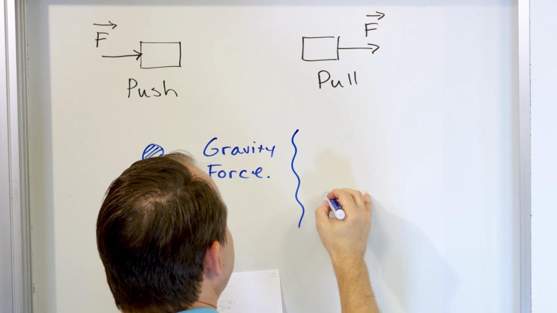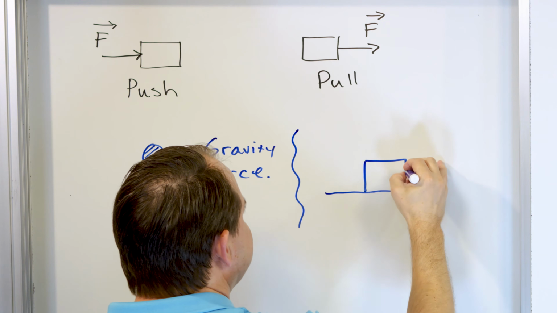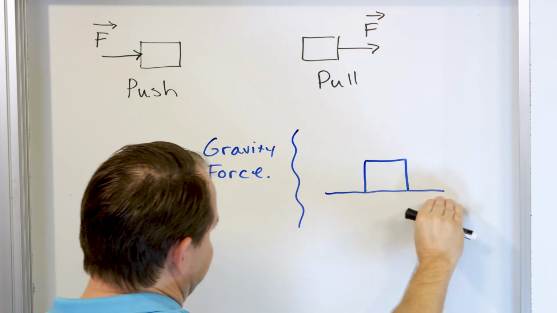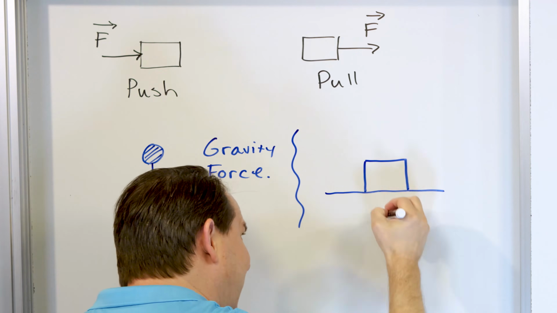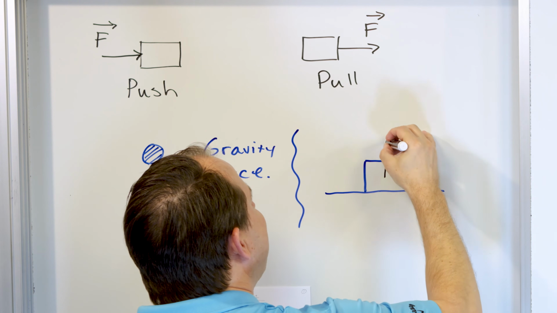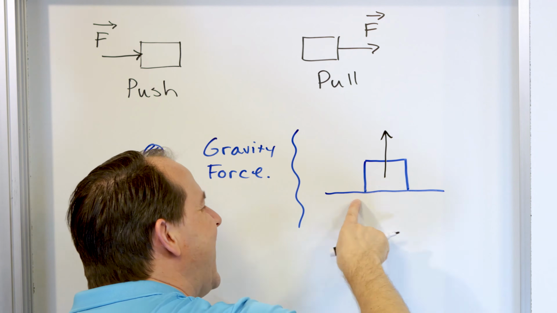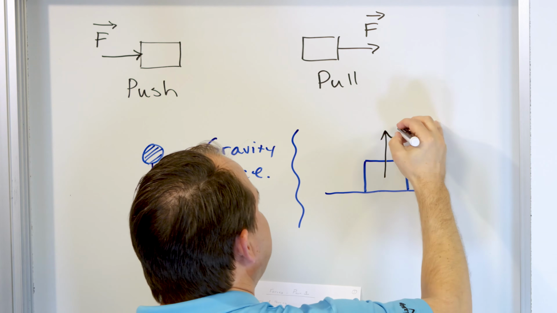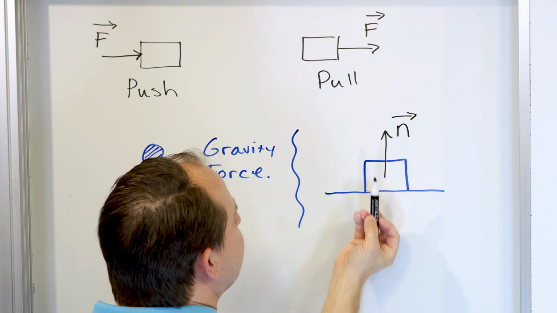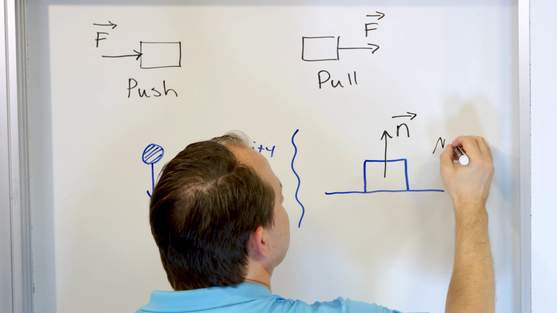Another kind of force that we don't talk about too much until you get to physics is what we call the normal force. So if this is a block and this is the ground, of course gravity is going to act down on it, but there's actually an upward force from the table acting upward on the block. We put an N with a vector on there. This is a normal force. Normal just means it's perpendicular, 90 degrees, to whatever surface it's sitting on. This is called the normal force.